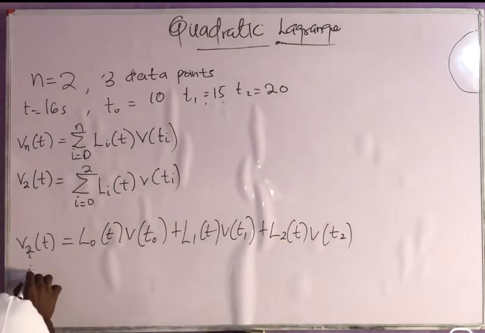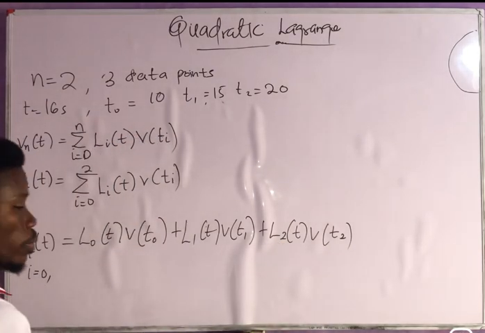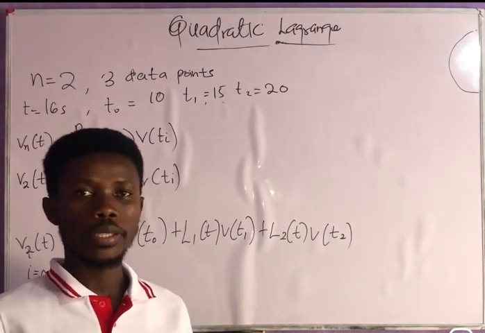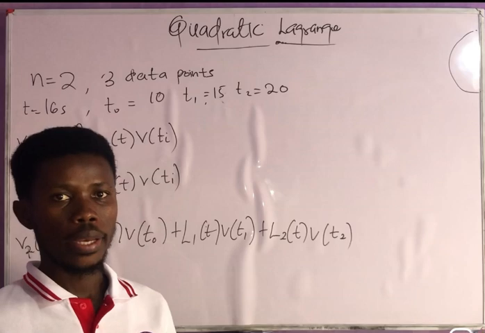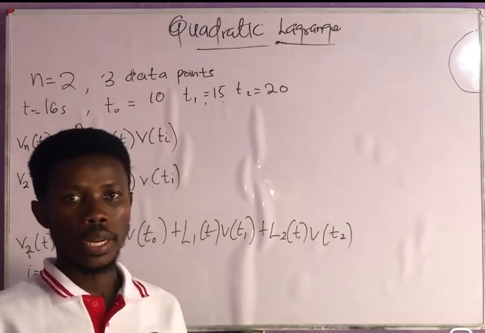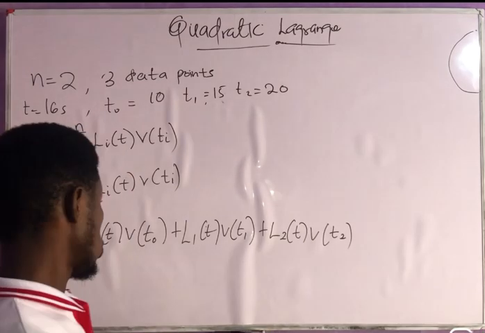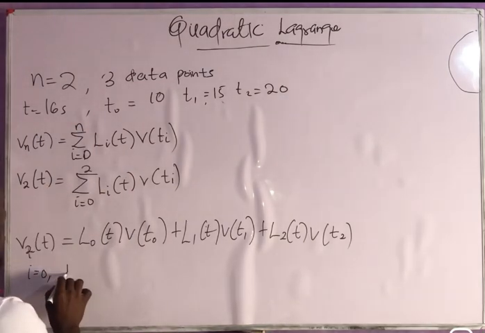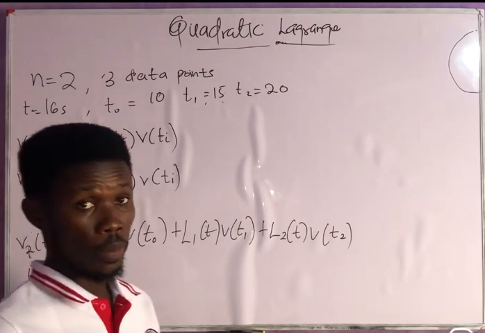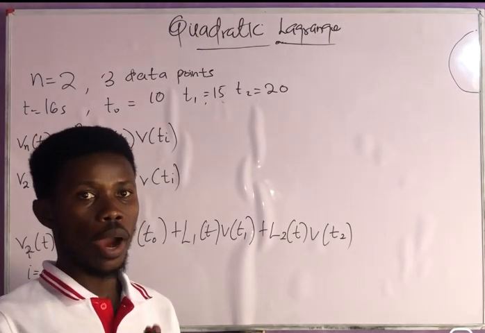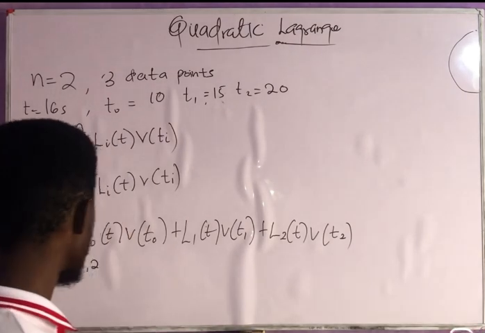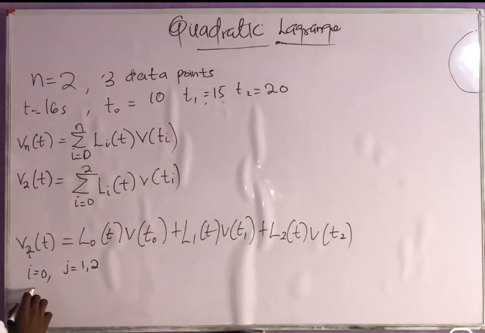So that is when i equals 0. I have already established that if i is 0, then i can never be equal to j. So if i is 0, you pick the other 2 numbers that i is not assuming. That will be j, which will be 1 and 2. We have 3 numbers here, basically: 0, 1, 2. So if i is 0, the other 2 numbers are 1 and 2.